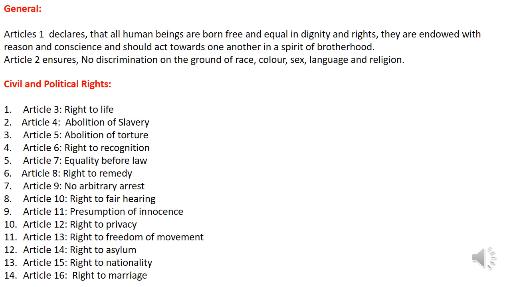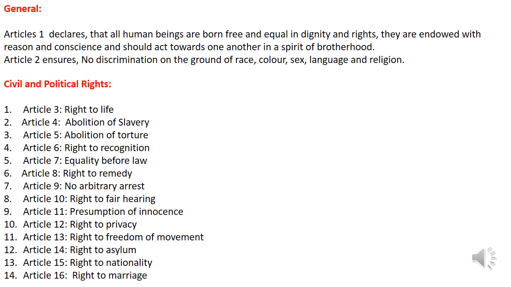Coming to the right to asylum. Everyone has the right to seek and enjoy in other countries asylum from persecution. The right may not be invoked in the case of prosecutions genuinely arising from non-political crimes or from acts contrary to the purposes and principles of the United Nations. So, under Article 14, the Universal Declaration says that the right to asylum is another right to be protected, from one's own country in another country.